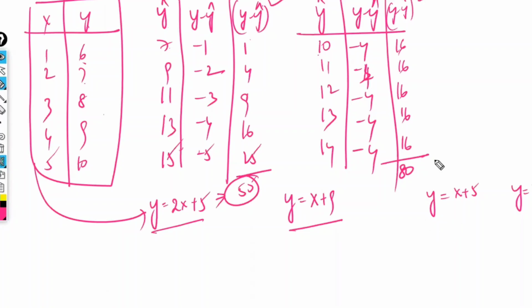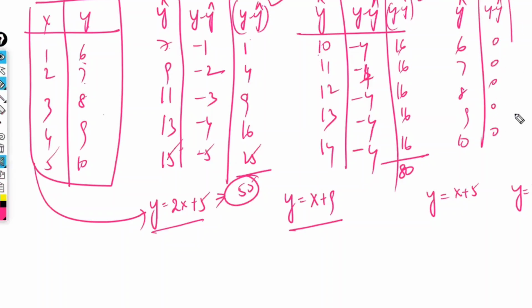Now you are going with the third equation. That is y hat is equal to 6, 7, 8, 9, 10. Error is 0, 0, 0, 0, 0. Y minus y hat whole square is 0, 0, 0, 0, 0. The sum is 0. When compared to these three, which is best? This is best.